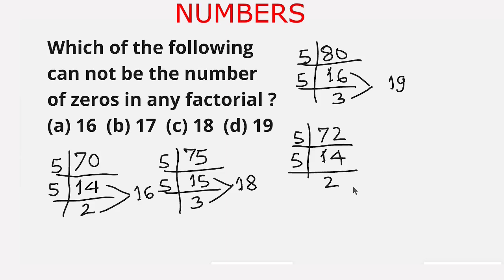So from 70 to 74 there will be 16 zeros, and from 75 to 79 there will be 18 zeros, and in 80 there will be 19 zeros. So there will not be 17 zeros in any factorial. And from the given options, our answer is option B, 17.